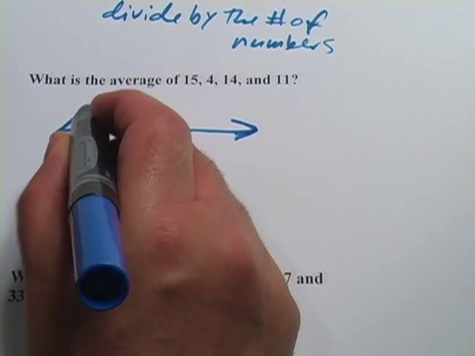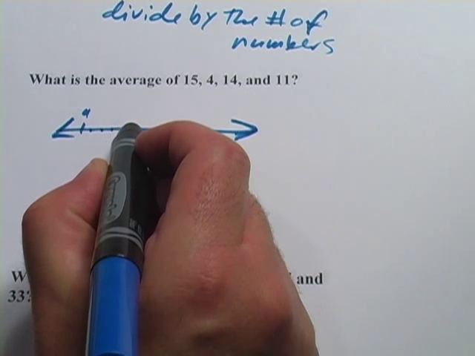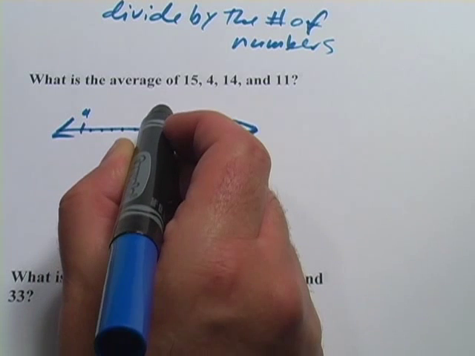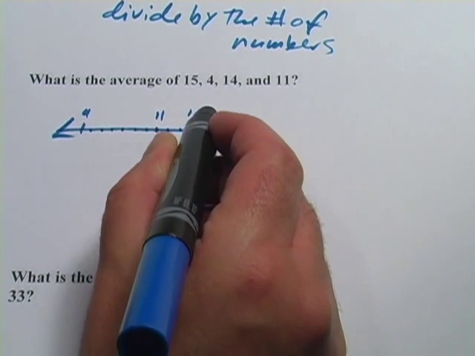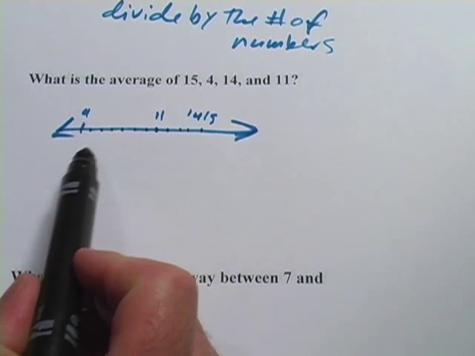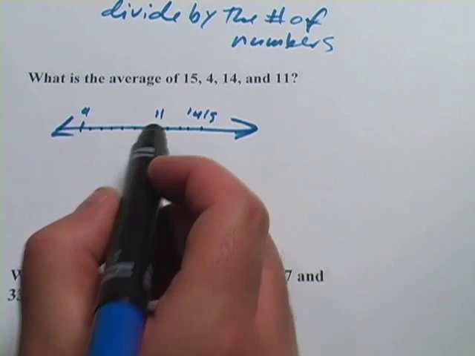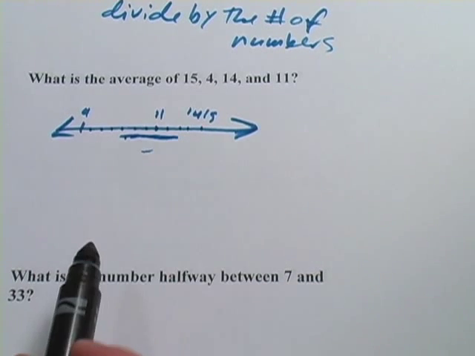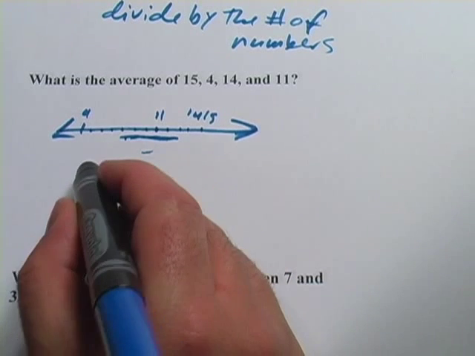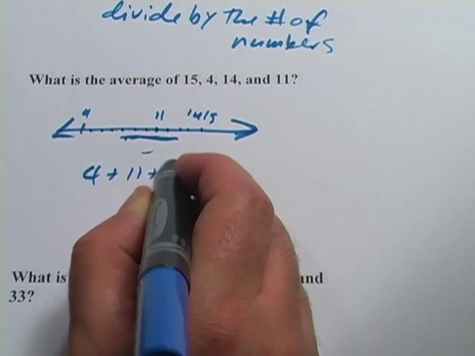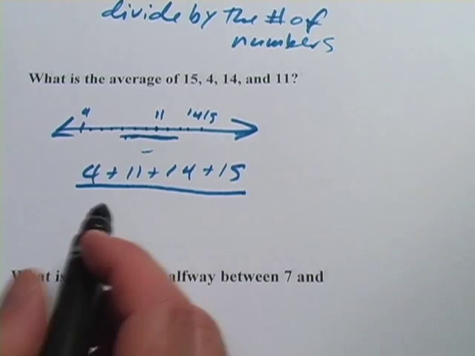If we have 4 over here, and let's see, 5, 6, 7, 8, 9, 10, 11 here, 12, 13, 14, and 15. So we got one number way down here. We've got more numbers that are up here. An average is going to be somewhere in this range in here. But we can figure it out exactly by adding 4 plus 11 plus 14 plus 15. And this time we divide by 4.